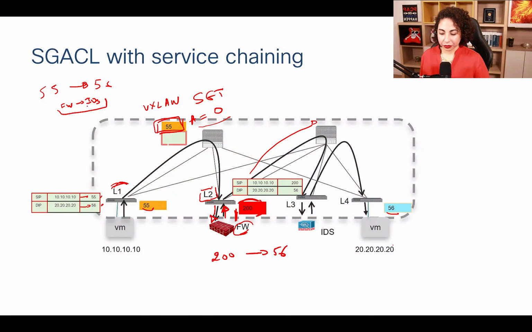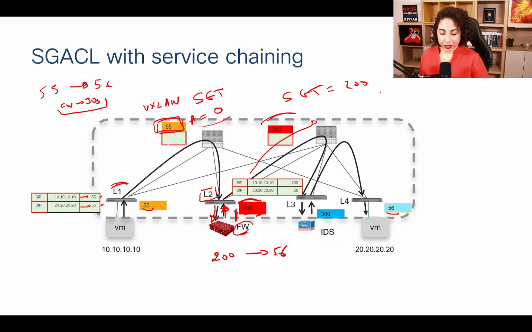Because actually what happens is that when we configure the contract to say, okay, from 55 to 56, cross these two devices, what the switch will do in the background is break this thing into small pieces. From 55 to 56, it is actually 55 to the firewall. Then we come back from the firewall thanks to 200. Now it becomes 200 to 56. So now in the VXLAN header, the SGT becomes 200.